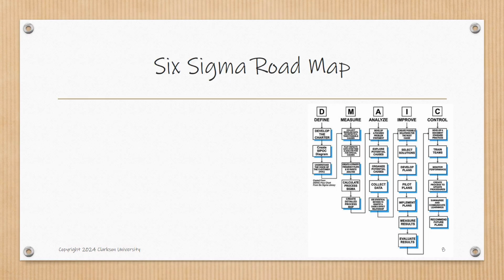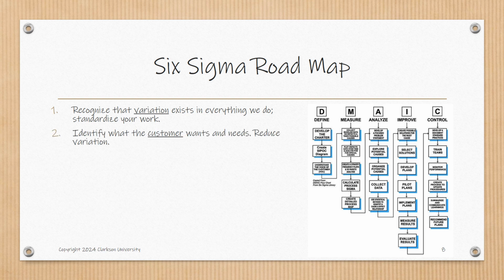Following the five-phase DMAIC approach provides a roadmap that organizational leaders and process owners can follow to lead to improved performance. We start by recognizing that variation exists in everything we do, and that helps us to standardize our work. Next, we identify what the customer wants and needs and begin to reduce variation.